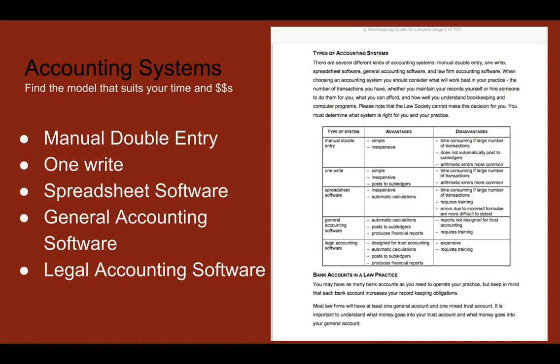Then you have to obviously understand your bank accounts, how many types of bank accounts you have. Are you someone who has both trust and general? And if it's general, do you also have a business credit card? And do you do your business transactions using your business credit card, or do you use your own pocket and then reimburse yourself? So most law firms will have at least one general account and one pooled trust account, where all your clients' retainers and trust money go.